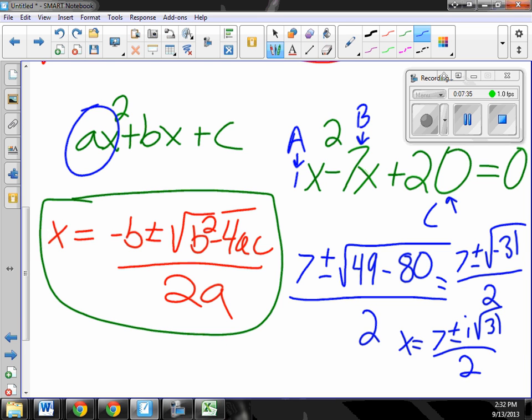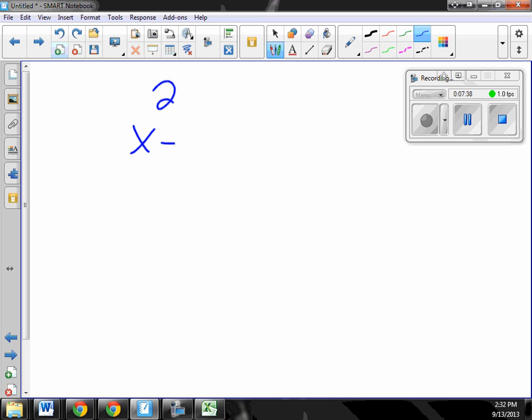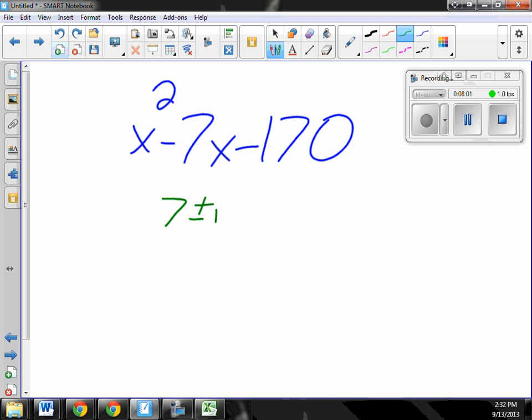So let's try another one. We'll do a big one. Okay, so negative b is 7 plus or minus the square root of 49, and then it's negative 4 times 1 times negative 170.